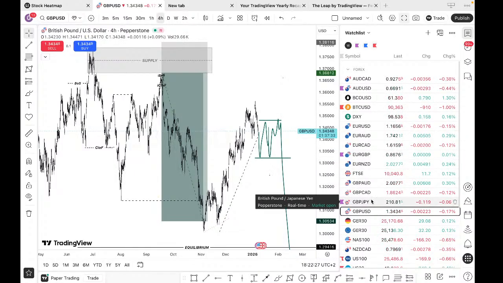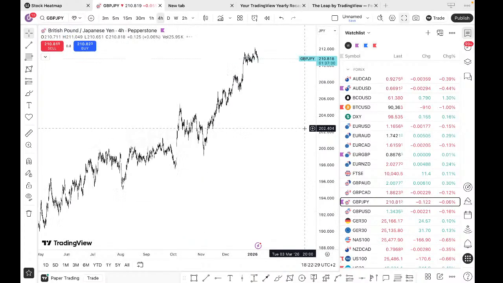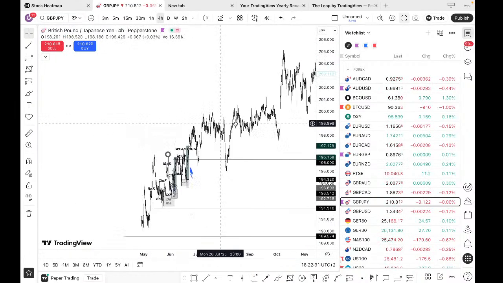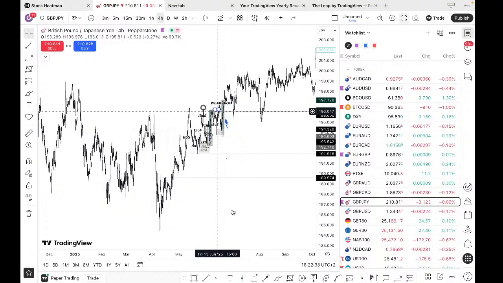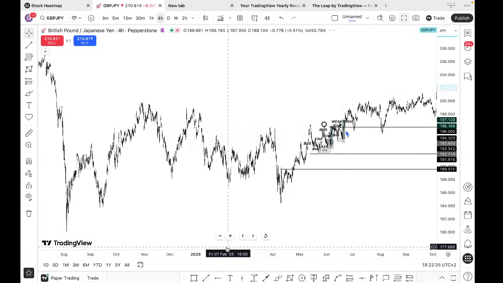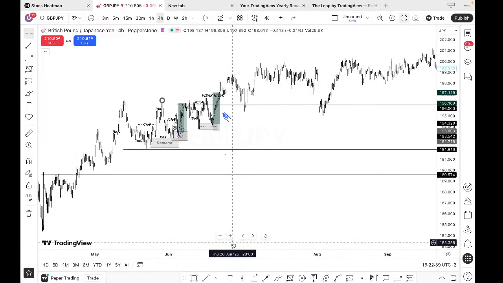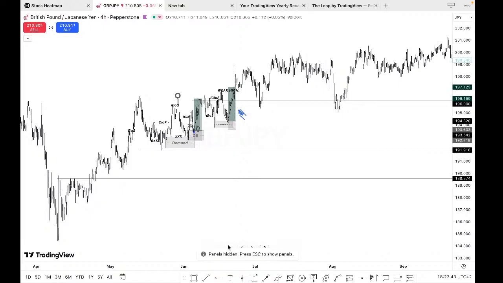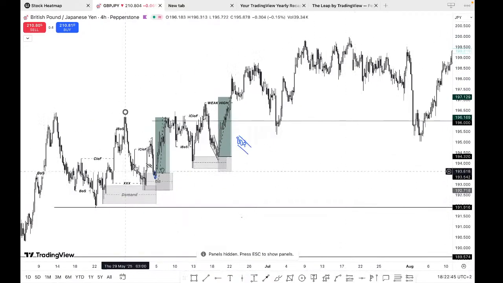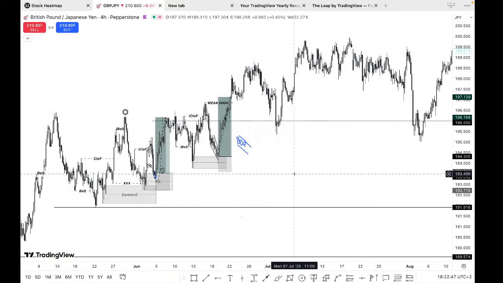GJ. Interesting. This used to be my favorite pair. Hey, I've been killing GJ. Look. Bro, GJ used to be my favorite pair, bro. I'm just saying. It used to be my favorite pair. Look. I've been monitoring this chart.